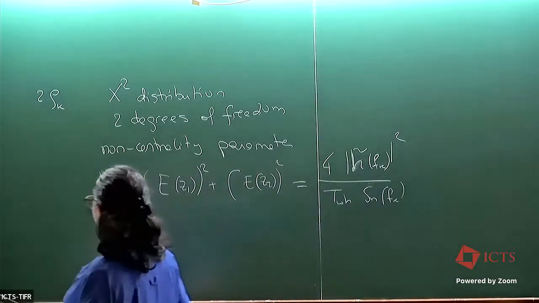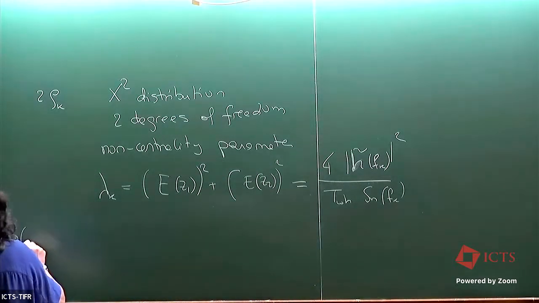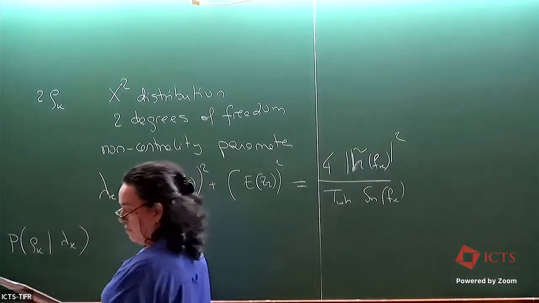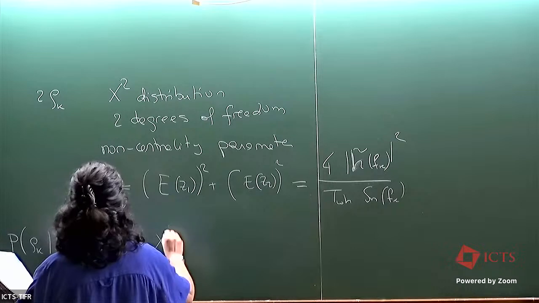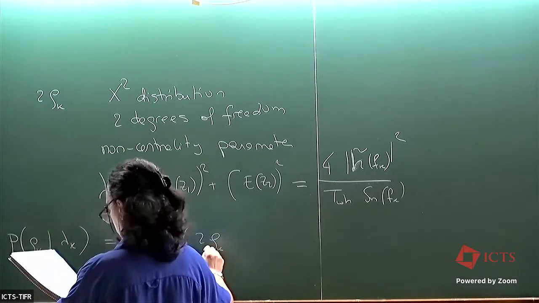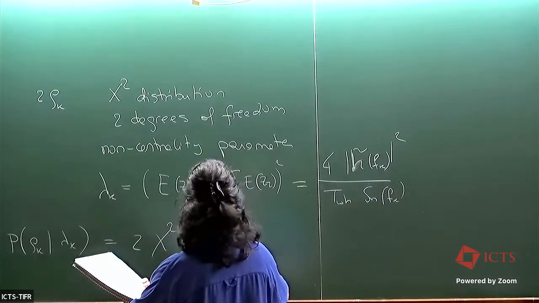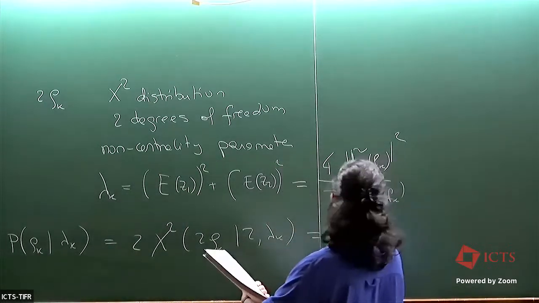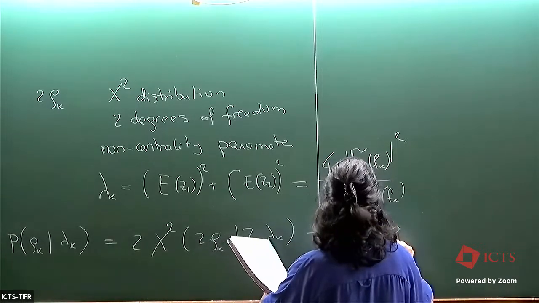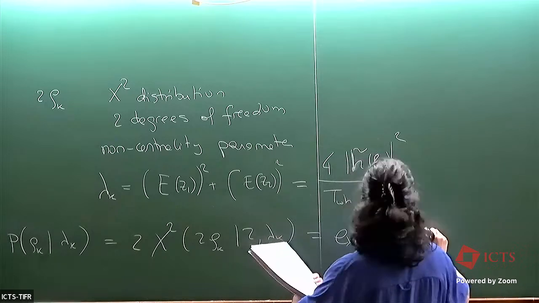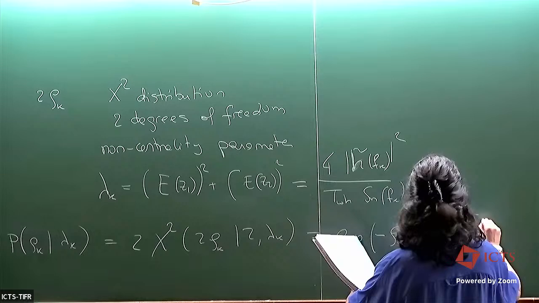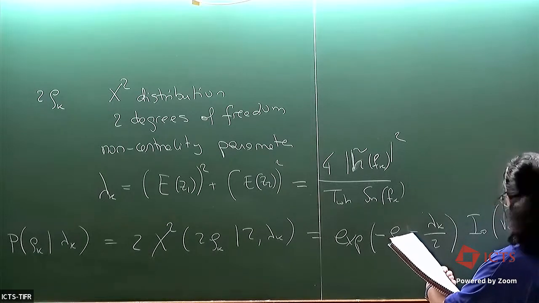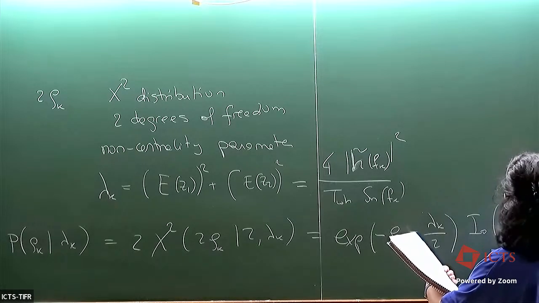So basically, the distribution of rho k given a certain non-centrality parameter is 2 the chi-square of 2 rho k with 2 degrees of freedom and this non-centrality parameter that is given by the expression exponent minus rho k minus lambda k divided by 2, and this is the modified Bessel function of 0 order of square root of 2 lambda rho k.